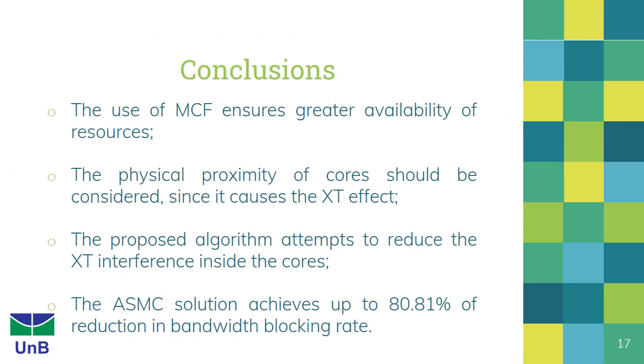So, as a conclusion, we can mention that the use of multi-core fiber ensures greater availability of resources inside the network links. These resources might also have some physical interference because of the crosstalk, which occurs between neighboring cores. For these scenarios, we propose an algorithm which considers these interferences as the crosstalk and attempts to allocate circuits in a better arrangement.